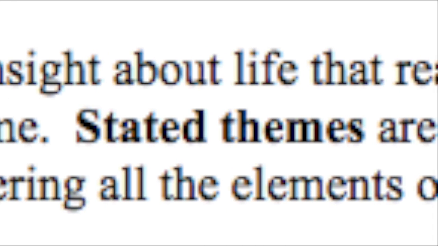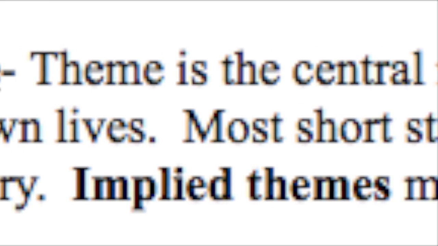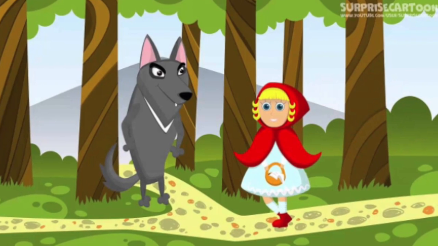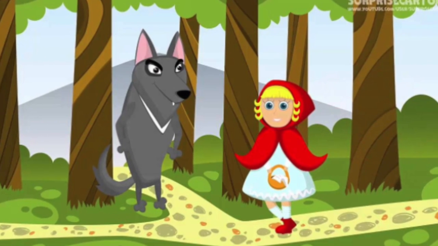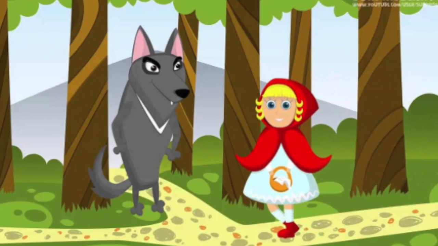The last thing to realize about short story elements is that there is always a theme. A theme is the central message of a story. Themes are also lessons. For instance, in the story Little Red Riding Hood, she learns the lesson of not to talk to strangers. This would be the lesson or the theme in this story.